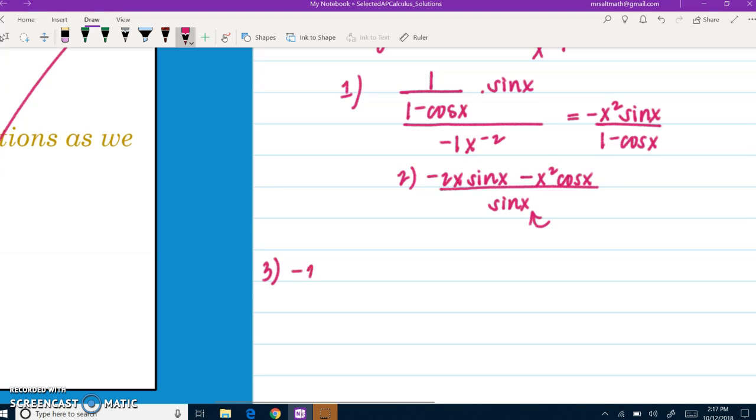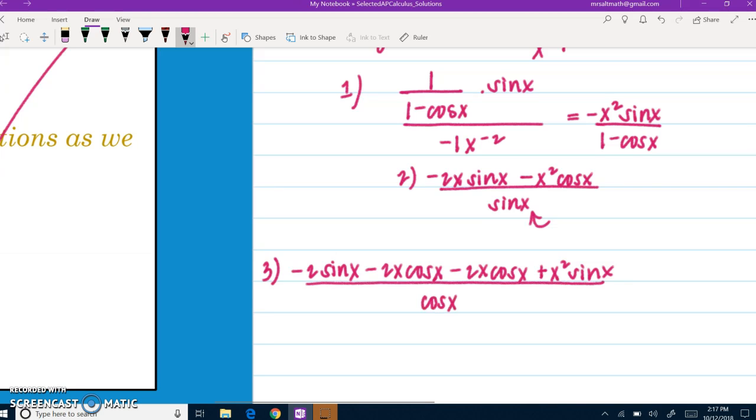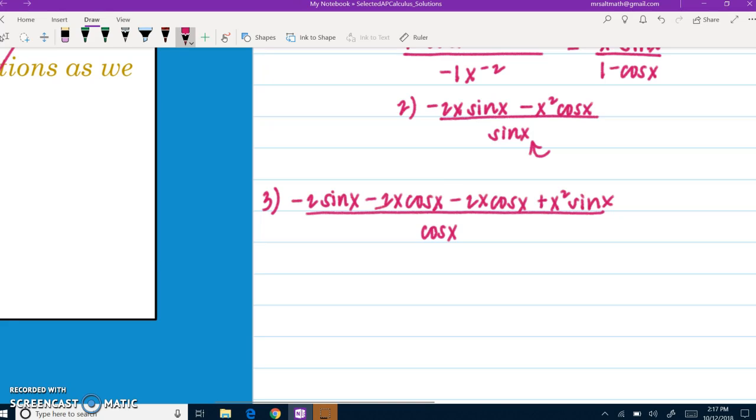Up top, we'll have negative 2 sine of x minus 2x cosine of x minus 2x cosine of x plus x squared sine of x. So all of that happens up top. Then down on the bottom, take the derivative of sine, and we end up with cosine of x. So here, this negative 2x cosine of x and that negative 2x cosine of x are going to become negative 4x cosine of x. And then we can see what else we're going to get.